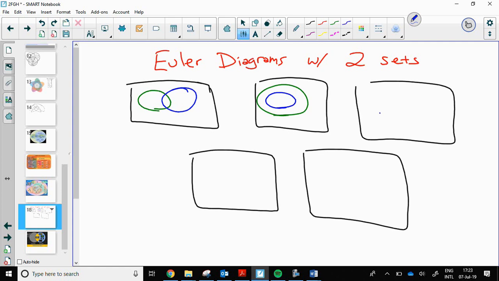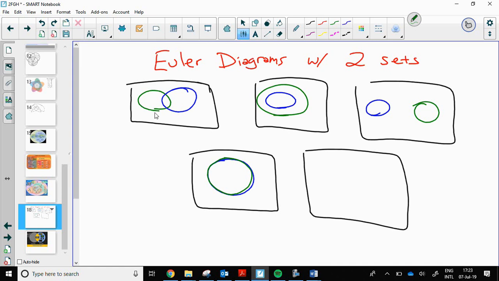The third option, they could be just joint. Fourth option, they could be actually the exact same set. Close enough. And the fifth option, I've already drawn it. The fifth option is that both sets are actually empty sets. And so we'd represent that as an Euler diagram by leaving it blank.